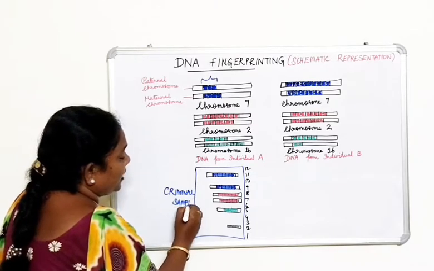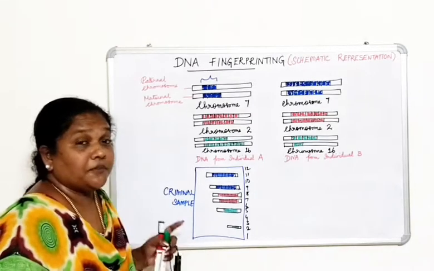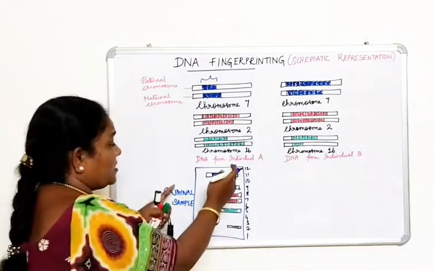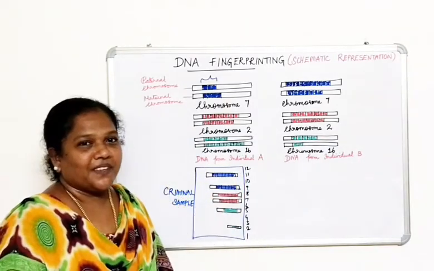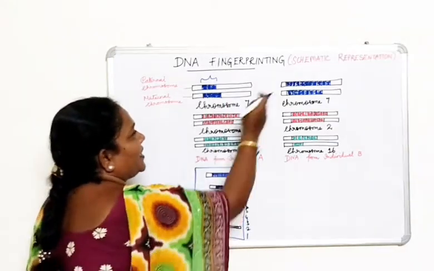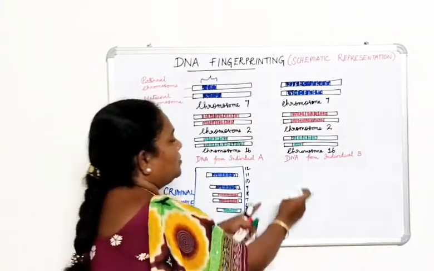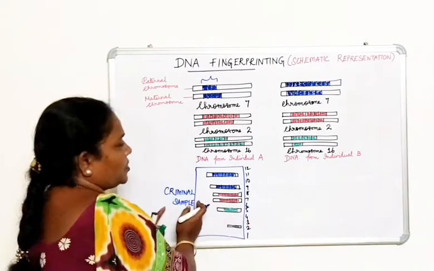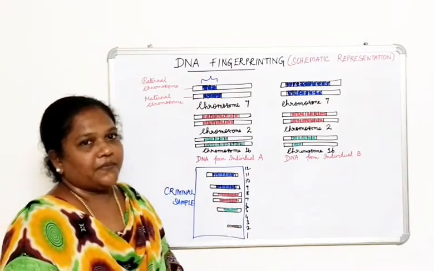In case you want to identify the criminal, you have to check whose sample matches this criminal sample. So now we are going to arrange this pattern in both the A and B individuals, and you are going to check which one matches this criminal sample. Clear?